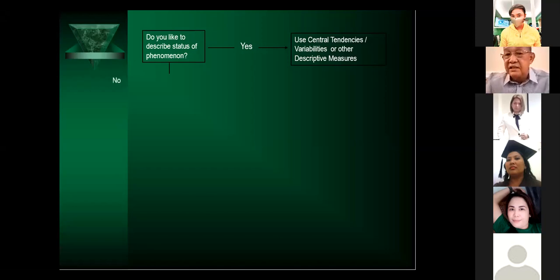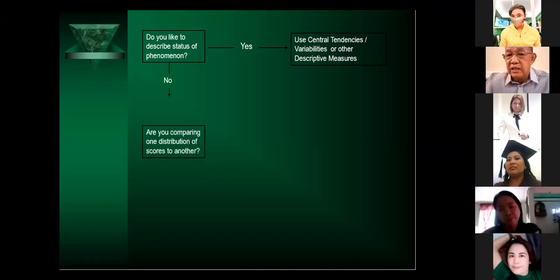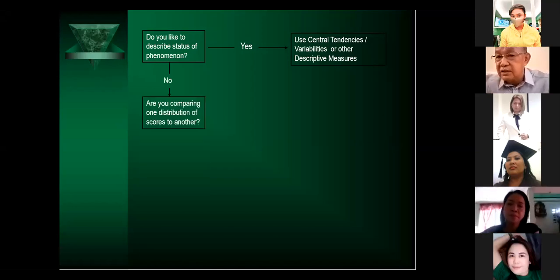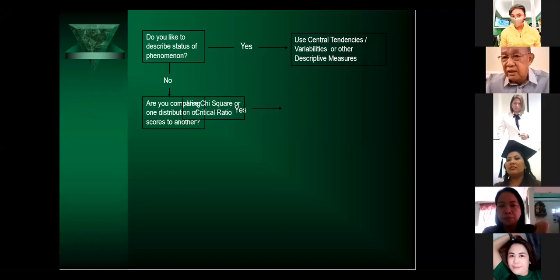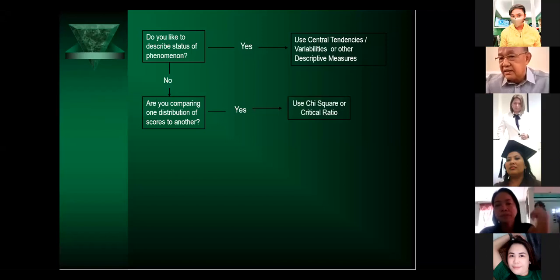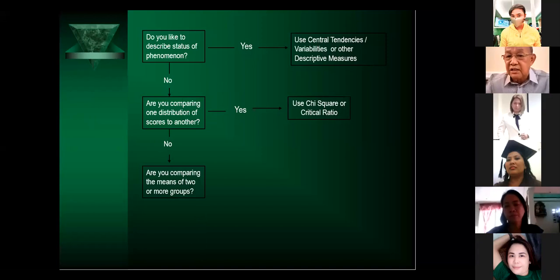But if your answer is no to the question, Vokel would like you to answer another question. Are you comparing one distribution of scores to another? The issue here is, are you comparing the performance of school X with school Y? Is that the kind of thing that you would like to do? If your answer is yes to that question, according to Vokel, use chi-square test or critical ratio. Otherwise, if your answer is no, he would like to ask you another question.